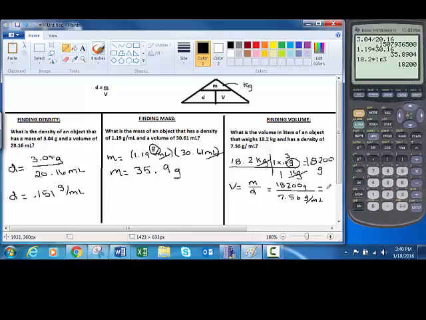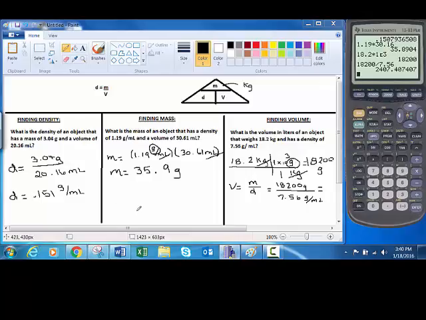If we plug this information into our calculator, we would say 18,200 grams divided by 7.56 grams per milliliter, and this would leave us with the number 2,407.407407. Grams on top cancels out with grams on the bottom, and since we're dividing by milliliters in the denominator, milliliters would then be the unit that would go up to the top, so this would be our number of milliliters.